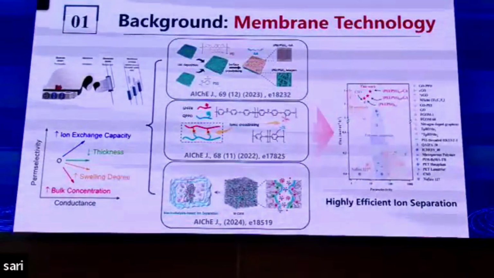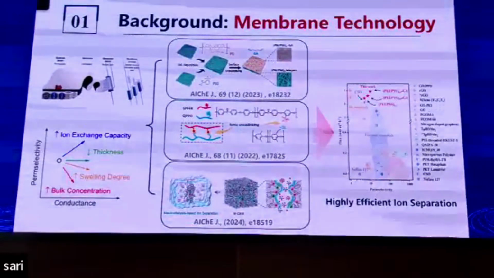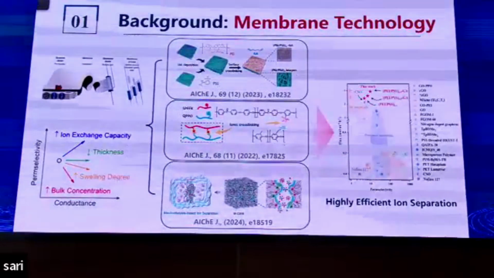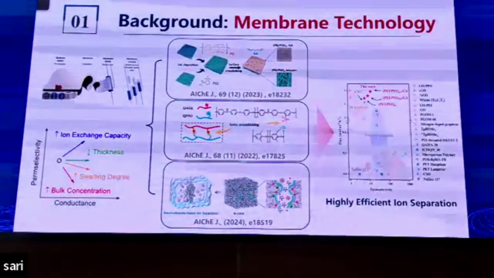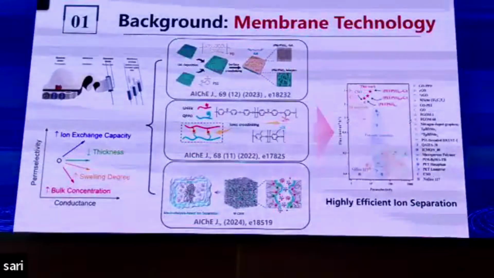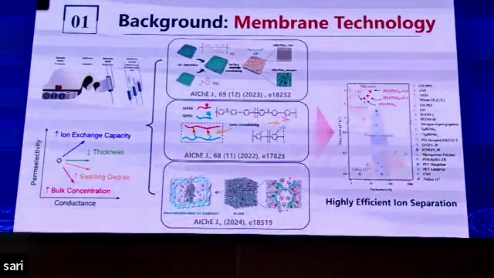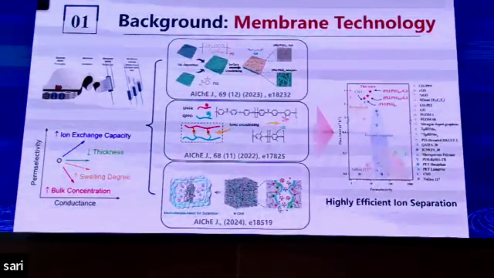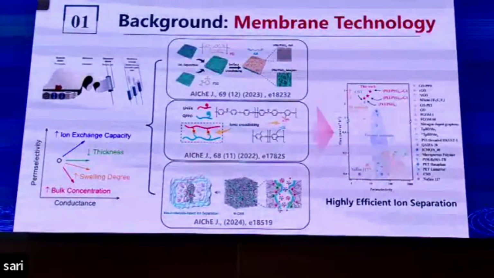For example, if we increase its IEC, ion exchange capacity, according to its figures, we can see that selectivity can increase. Meanwhile, its conductivity can also be increased. However, its stability will be compromised. And another thing is, if we decrease the thickness, its conductivity will be increased. However, the selectivity and the stability will also be decreased. So we were thinking how to make very good membranes for very efficient ion separations.